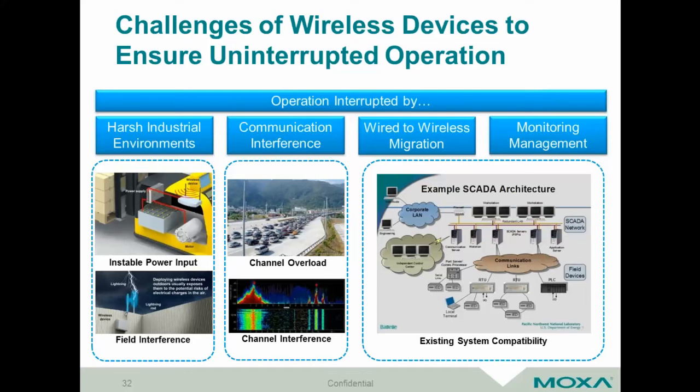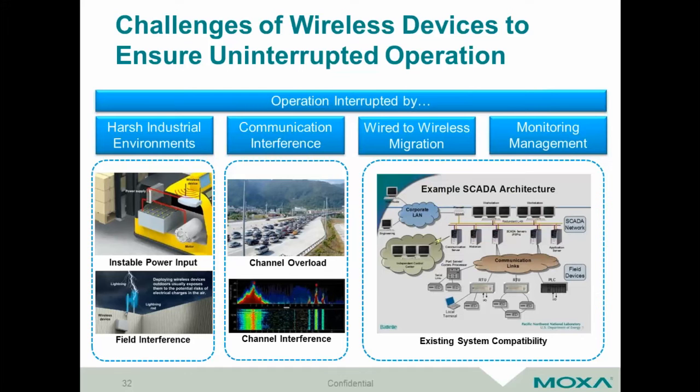And these can come from many different things. They can come from things like harsh environmental conditions where there's a lot of noise in the air. It can be caused by communication interference, like channel interference or other wireless networks in the area. Sometimes there's a difficulty in migrating from wired to wireless just because of the bandwidth and some of the other protocols that may be running on a network, as well as monitoring and management. If a device, for example, goes down, you don't have the ability to monitor it anymore with a wireless network. So there are many unique challenges for reliable wireless communications.